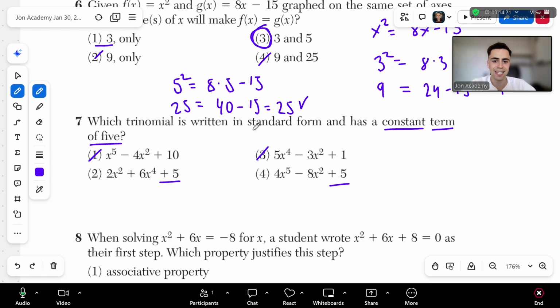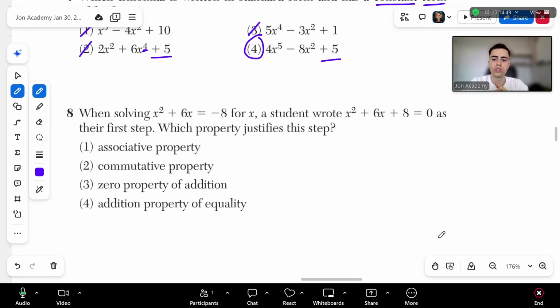And then a standard form means that the coefficients are ordered from highest to lowest, no? So here, for example, the highest order in the x is 4. That should be the first one. So this one is not in standard form. The only one is 4 there, no? So both things happen there.